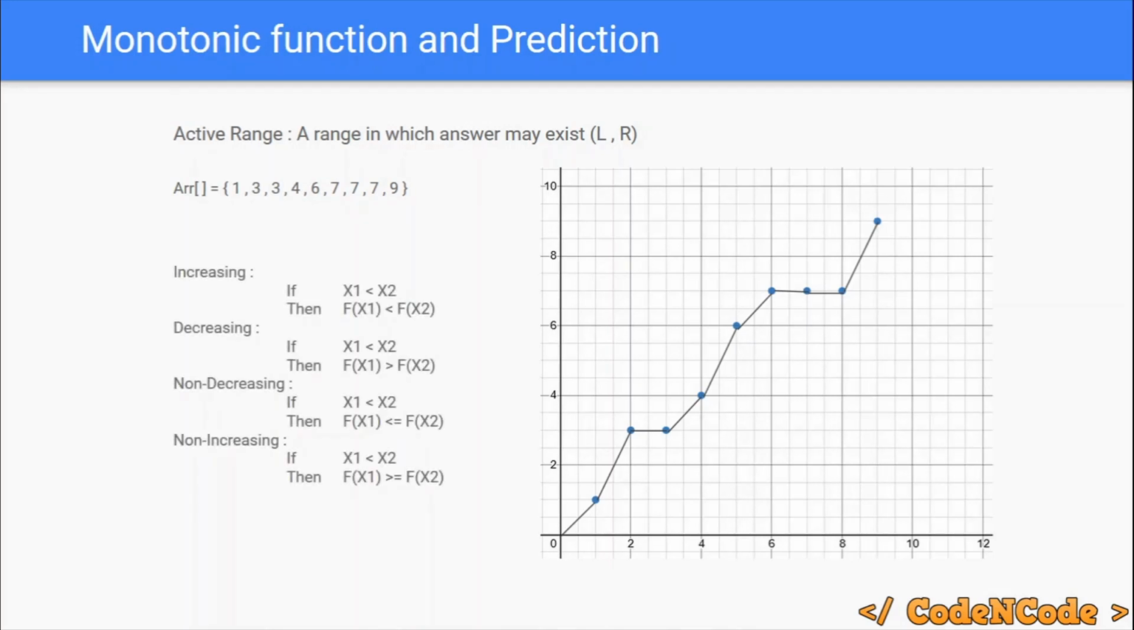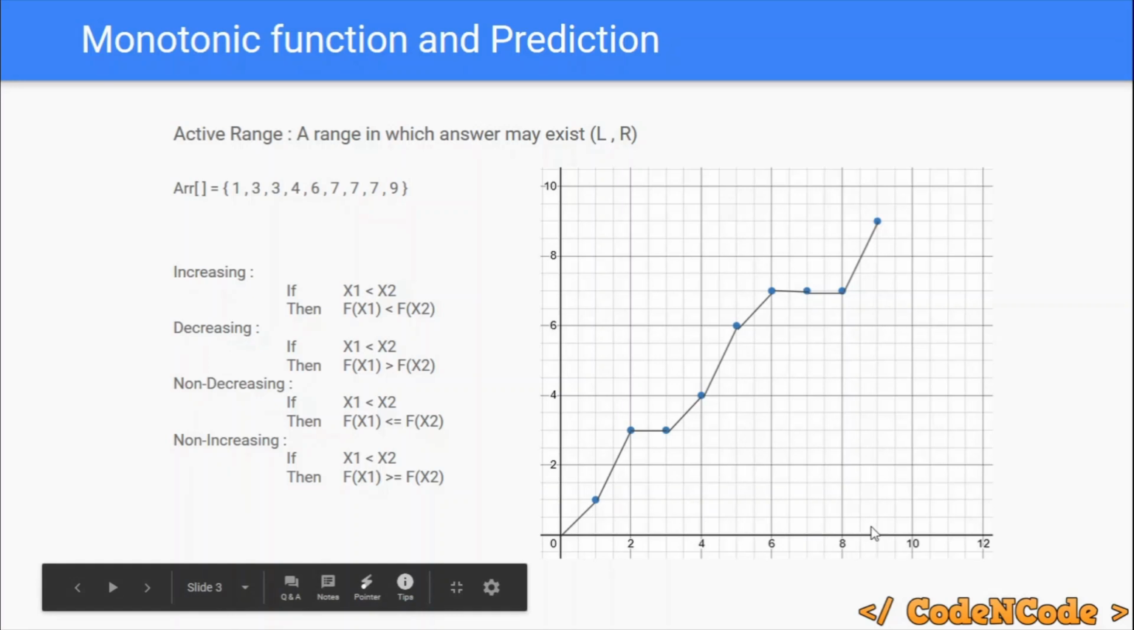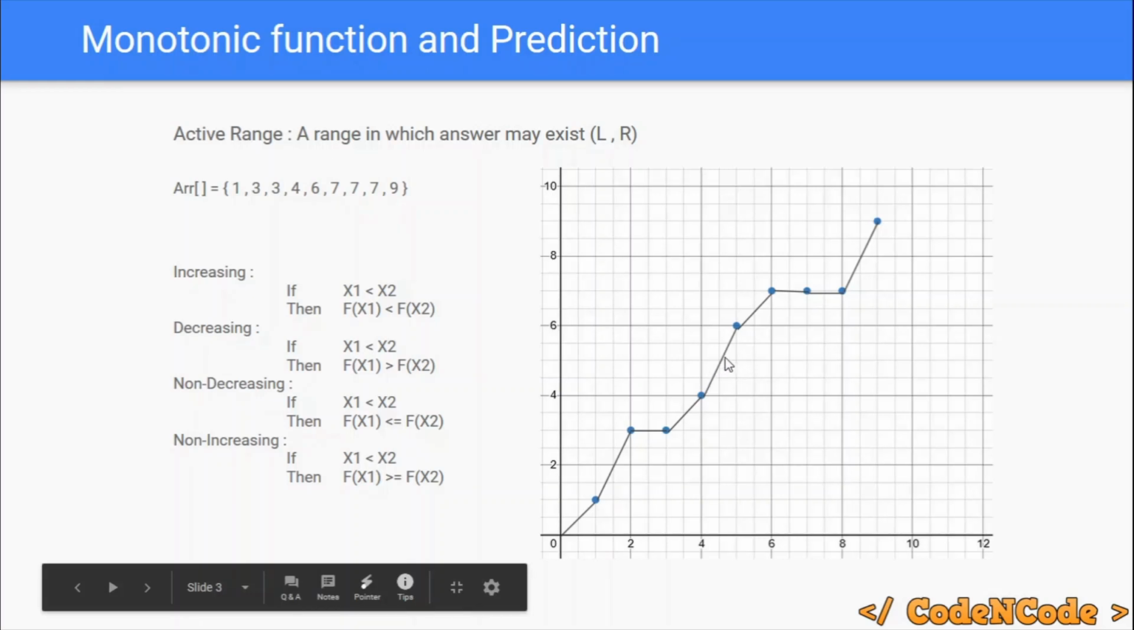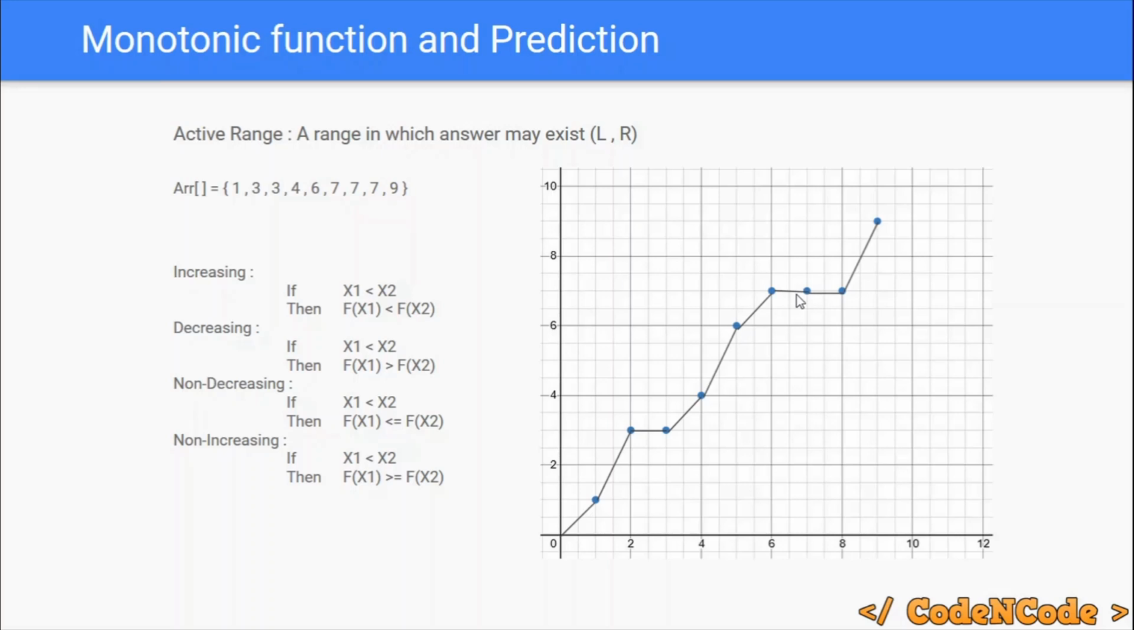Now there are 4 different kinds of function. First is increasing, or strictly increasing. In that case, if x1 is smaller than x2, then f(x1) is smaller than f(x2). That means if you are moving towards the right on the x-axis, the value of those points strictly increases. Every next element on the graph is strictly greater than the previous element.